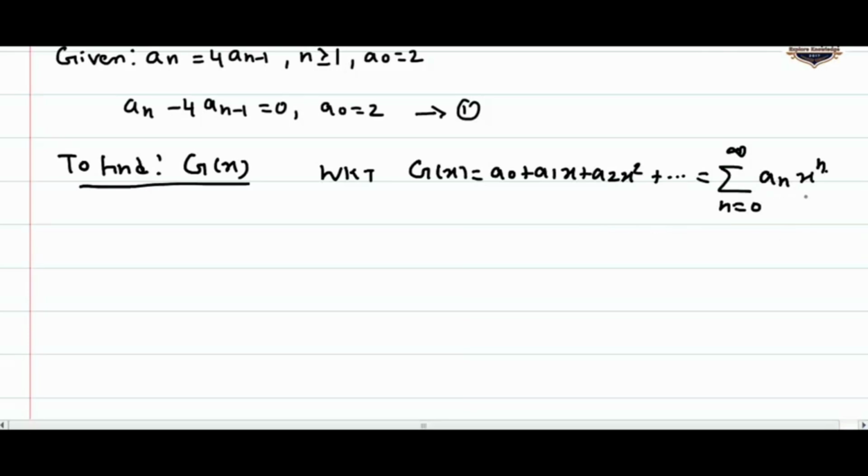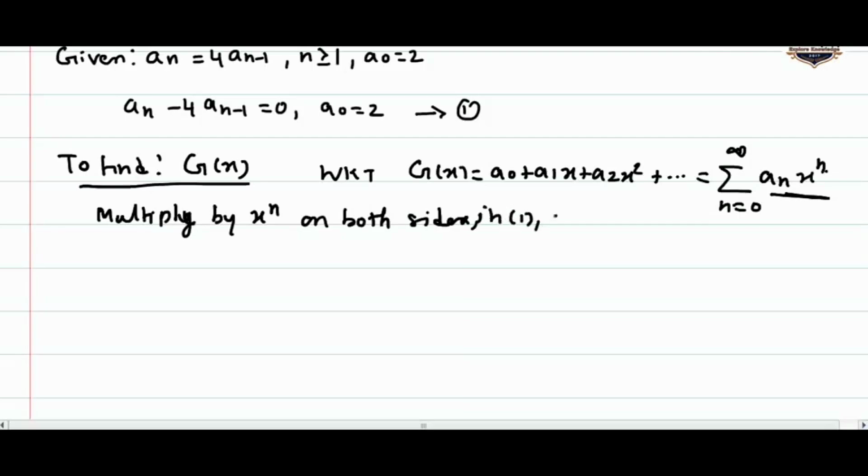Here we see in G of x we have the a_n x^n form, so I am going to multiply by x^n on both sides in equation number 1. Okay, so first we multiply by x^n on both sides. In equation number 1, we get a_n x^n - 4a_{n-1} x^n = 0.